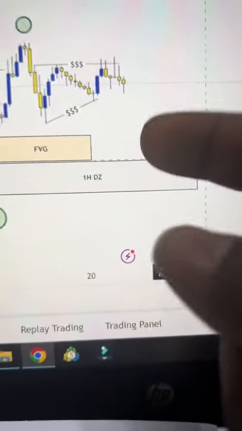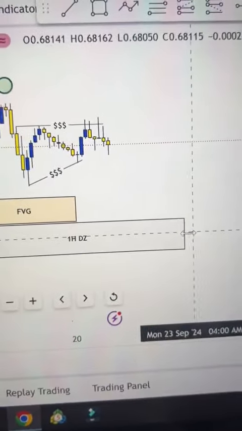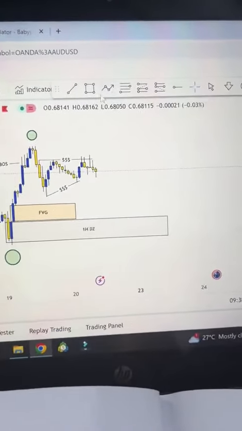So this is when price comes to my demand zone. How do I get my entry confirmation? This is what I'm looking for.